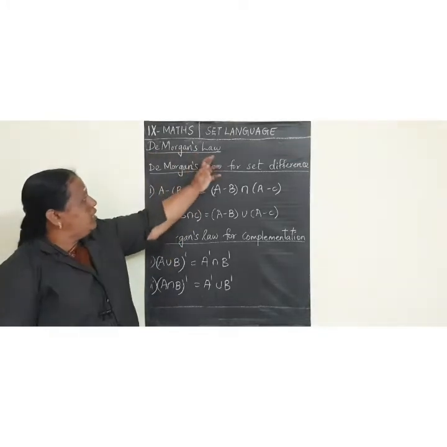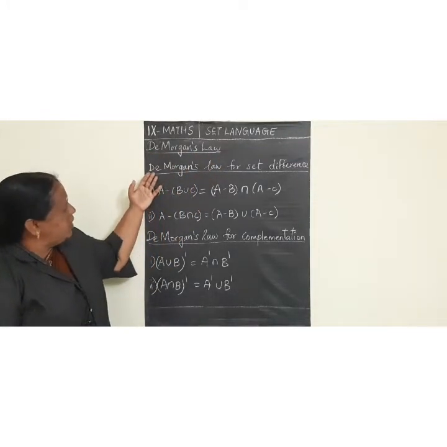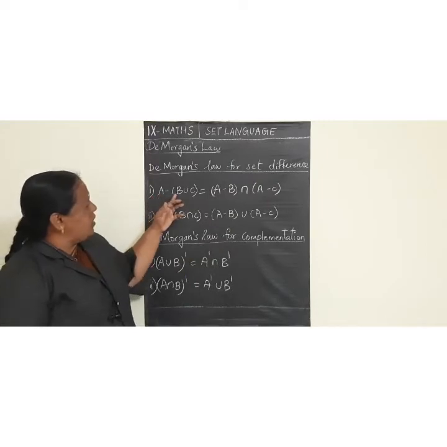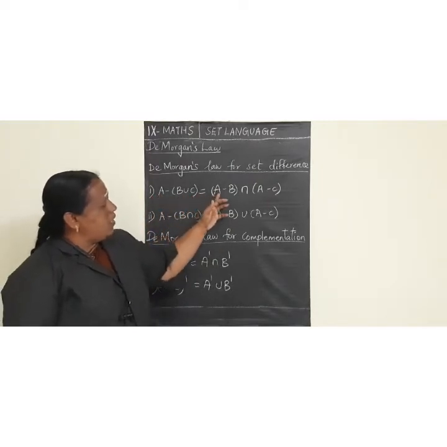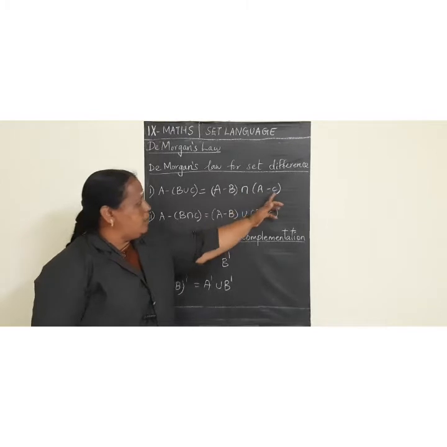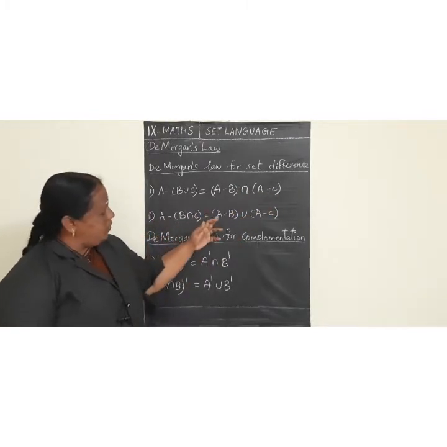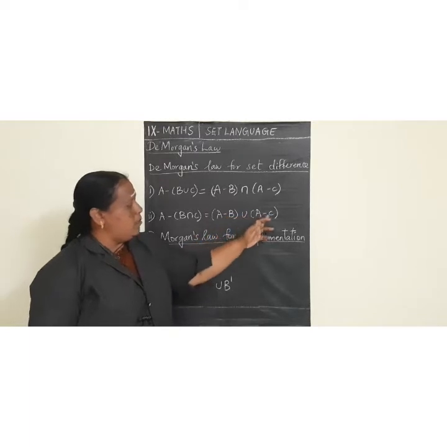Next we are going to see De Morgan's law. In that, first one, De Morgan's law for set difference. So for that, A minus (B union C) is equal to (A minus B) intersection (A minus C). Next, A minus (B intersection C) is equal to (A minus B) union (A minus C).